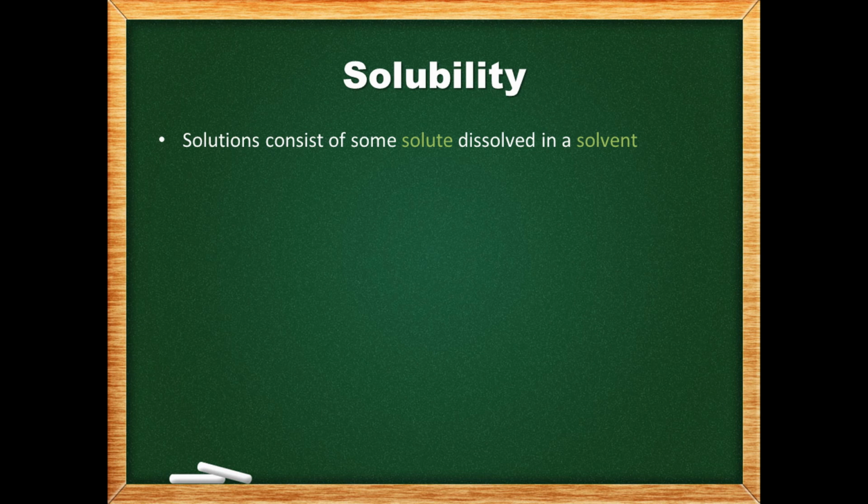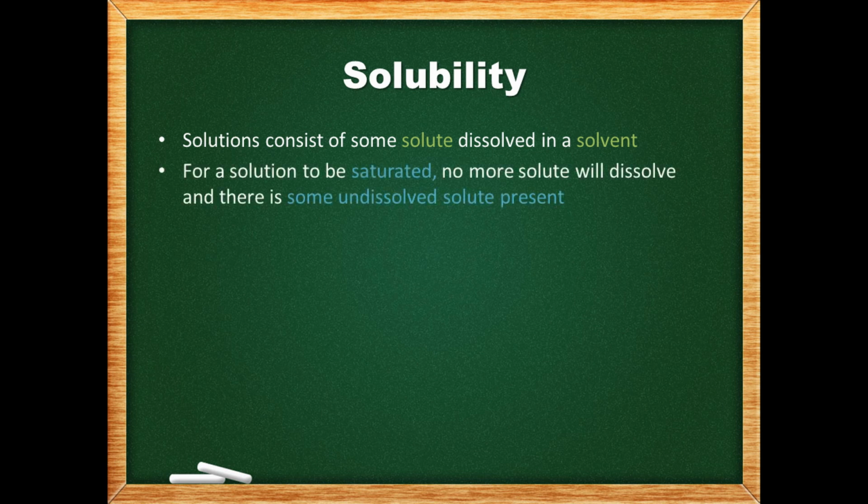Solutions consist of some solute dissolved in a solvent. As we keep adding solute, there comes a point where no more solute will dissolve. We then say that the solution is saturated, meaning no more solute will dissolve and there is some undissolved solute present. This means that solid salt will be seen in the container. Sometimes the concentration of a solution can be increased beyond its saturation point, which is known as supersaturation.